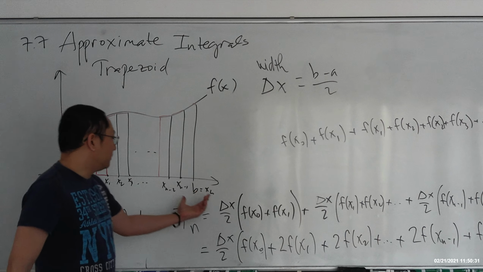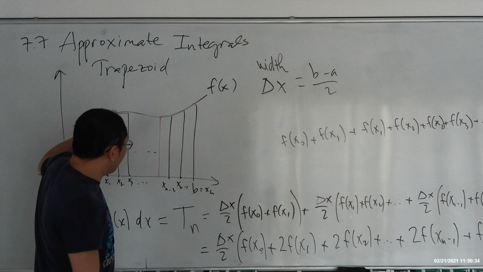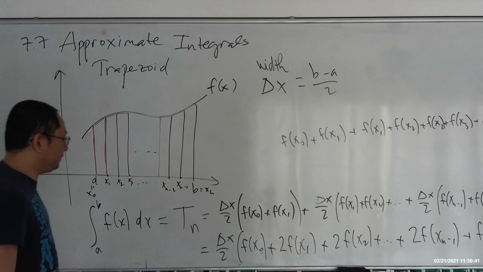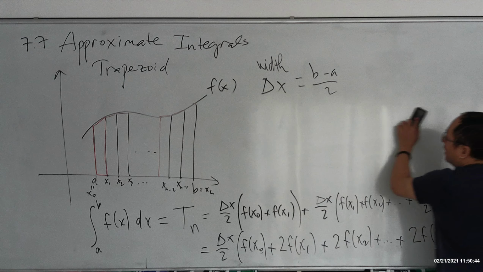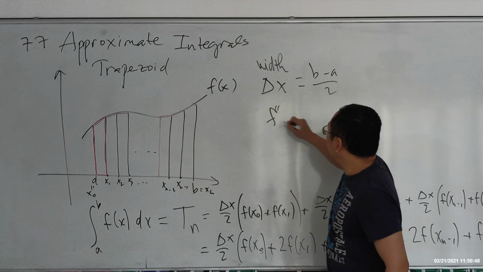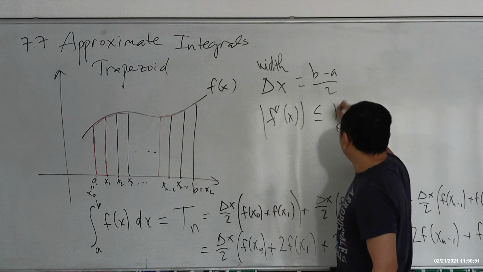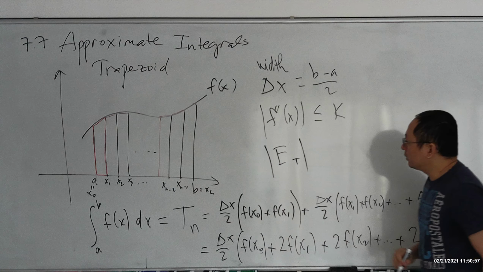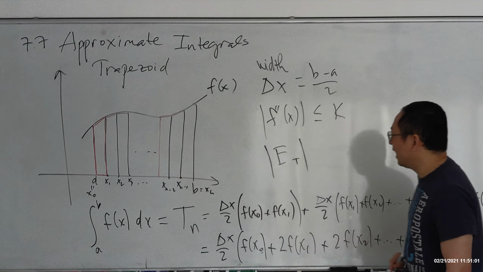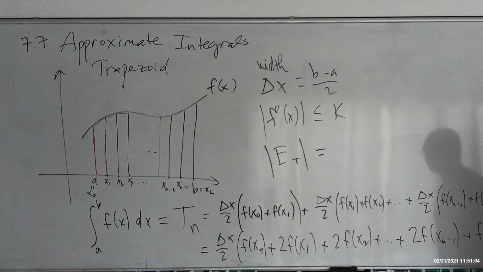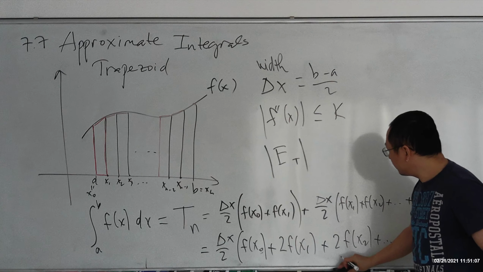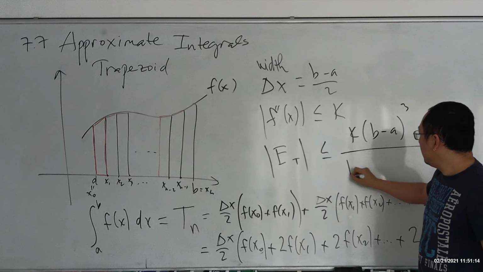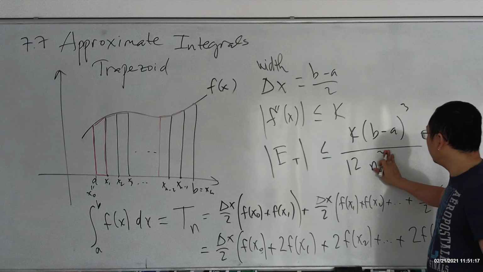As usual, the larger the number n, the more trapezoids you use to calculate, and the better the approximation you're going to have. Same idea to calculate the error as before: if the absolute value of f double prime of x is less than or equal to k, then the error for the trapezoid rule, to be more exact, is less than or equal to k times b minus a to the third power divided by 12 times n squared.